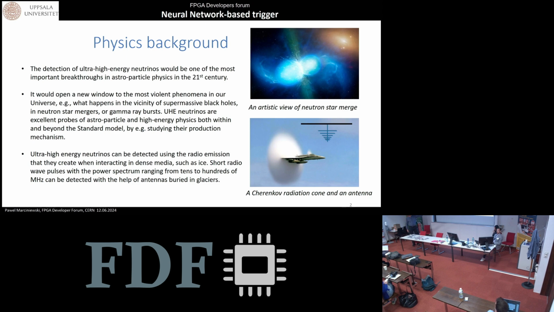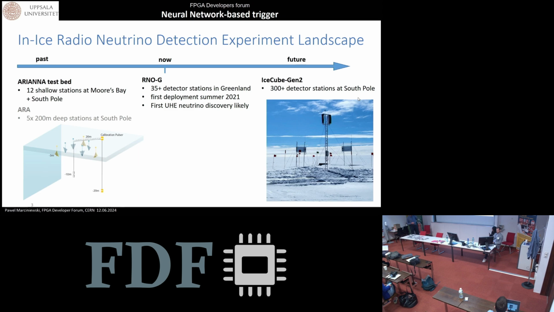So instead of the sound wave, we will get an electromagnetic wave. And those electromagnetic waves can also be detected by antennas. We were, until now, using optical detectors, but now it will probably be easier to do it with antennas. There were already several experiments using this, Ariana, ARA. They were all placed at the South Pole. Odd place, but it has lots of ice, and that's a good place.